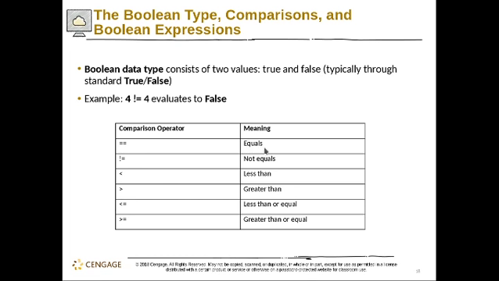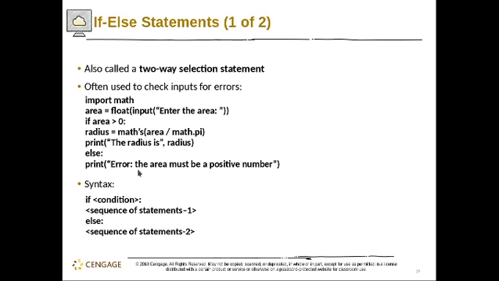So this is equals. It's different from a single equal sign. So take note, because the single equal sign changes the value of the left variable to the one on the right. But if you have a double equal sign, that means you are comparing the left and the right side. And then we have the exclamation point equals, which means not equals. And then less than, greater than, less than or equal, and greater than or equal are given by these comparison operators. So we have if-else statements, which are also known as two-way selection statements.